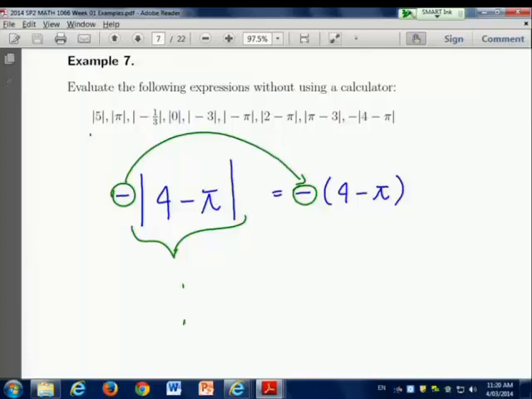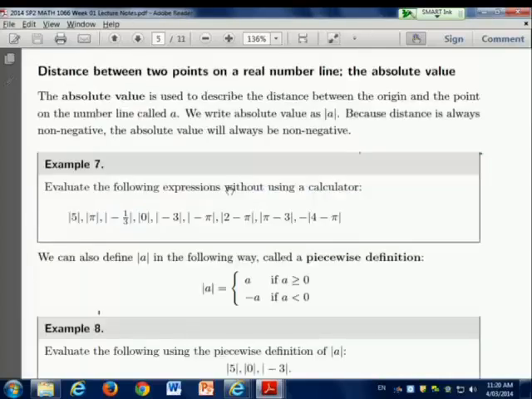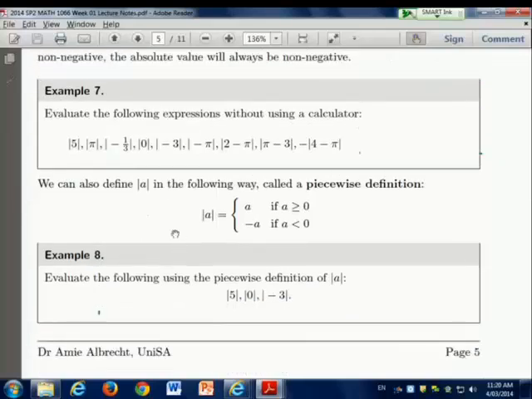Now, there's another way of defining absolute value, and it's called a piecewise definition. Here is our piecewise definition. It says that if the number inside is positive, just make it A. If the number inside is negative, make it negative A. So let's try and do it for the 3 examples here in example 8. Absolute value of 5. So 5 is playing the role of A. We look at this bit. Well, 5 is positive, so we're on this top line. So the answer is just 5. We used the top part of this definition for that one.